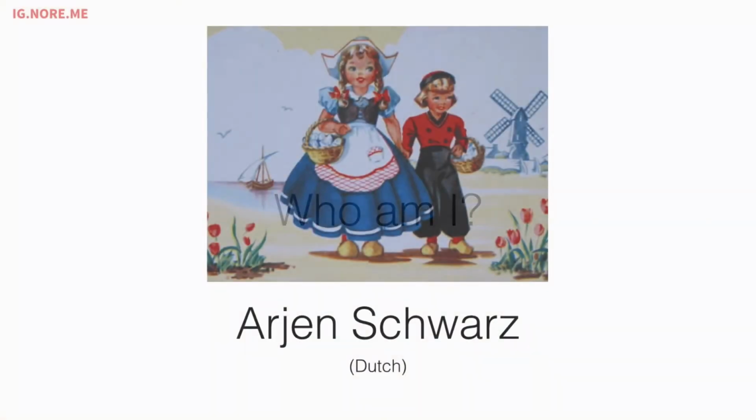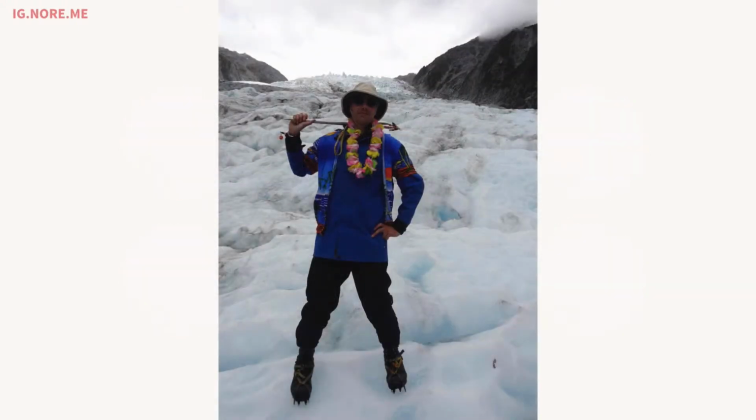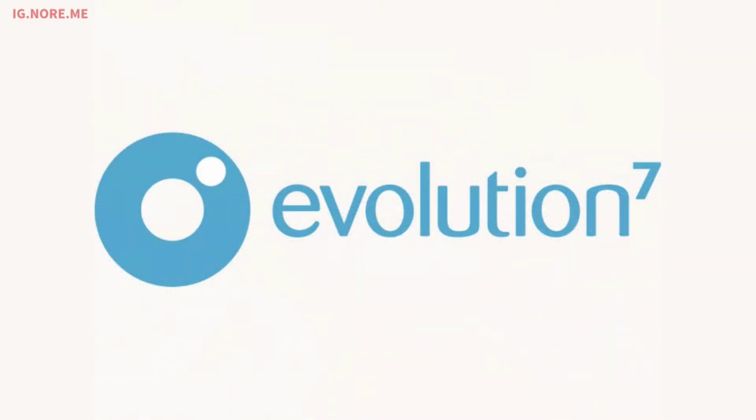My name is Arjen Swafs, and as you probably noticed by my accent, I'm Dutch. I've had over 8 years of experience using Symfony. Now, several years ago I decided I had enough of my plushy life in the Netherlands and decided to go traveling. That is until one day I arrived in this beautiful city known as Melbourne and decided to stay here for a while. Luckily, there was a company that was willing to take me in and offer me a job named Evolution 7.